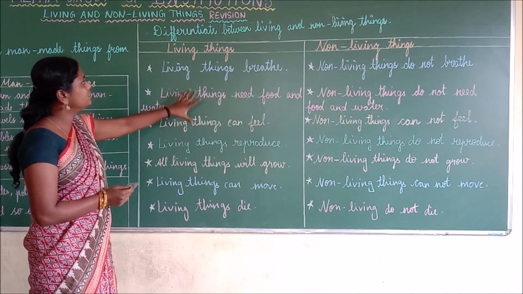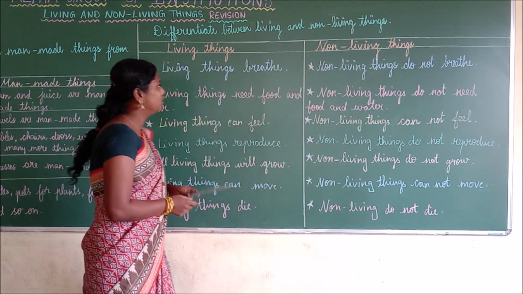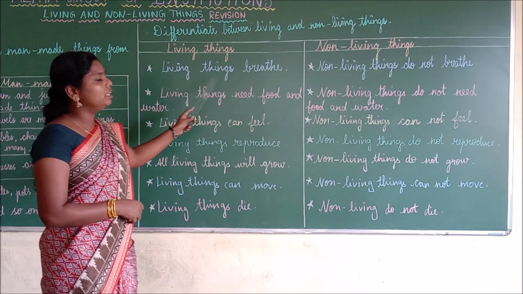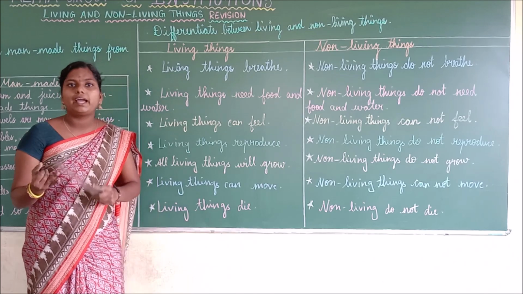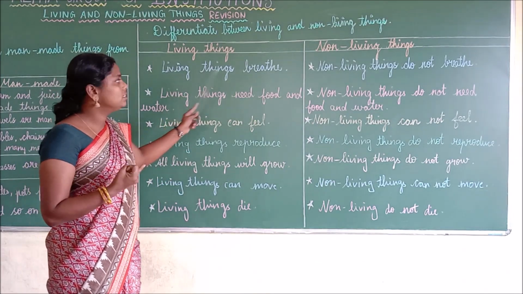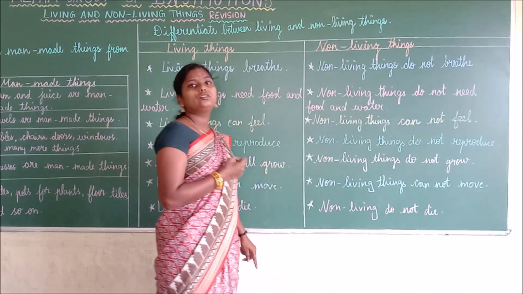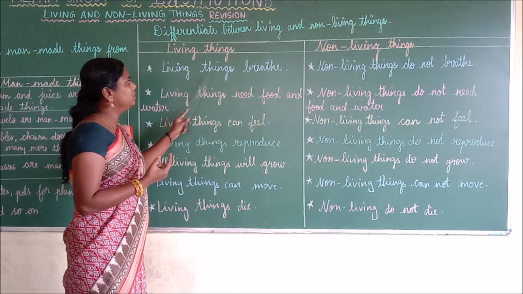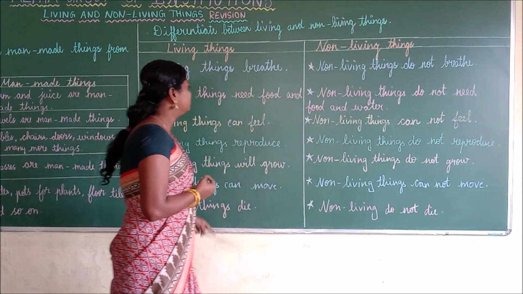The first part is living things and the next one is non-living things. So now we are going to see what the differences are between living and non-living things. First one is living things breathe. Non-living things do not breathe. So the first point is living things breathe. Non-living things do not breathe.